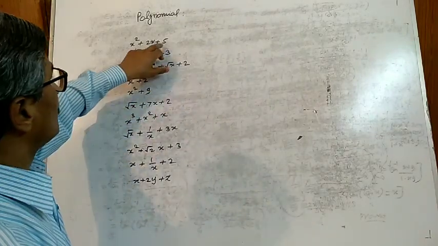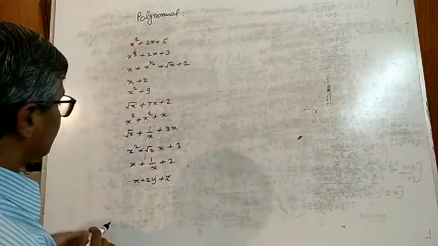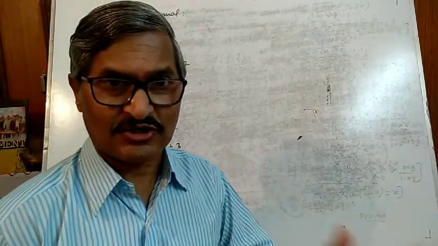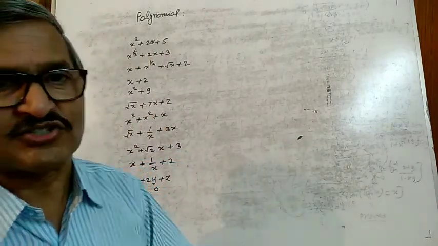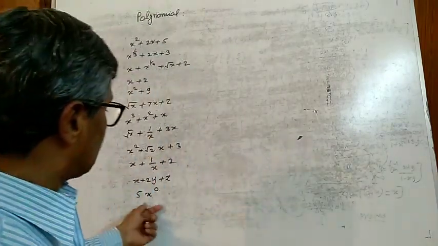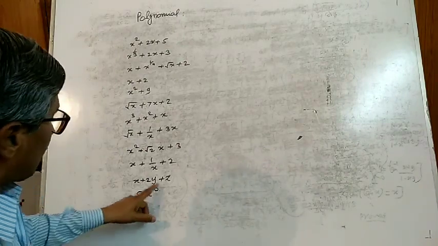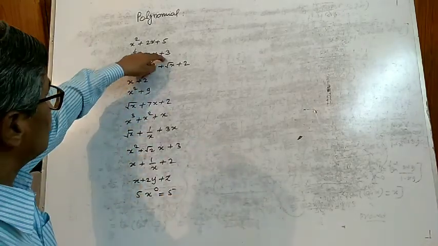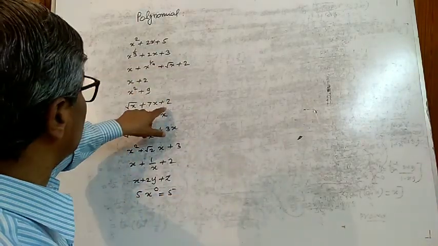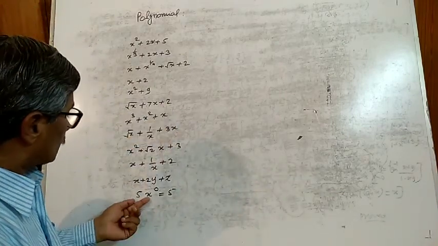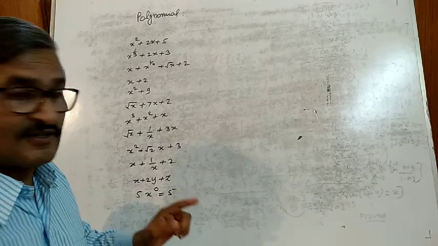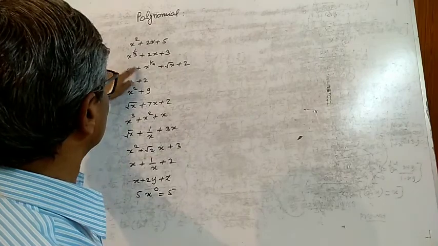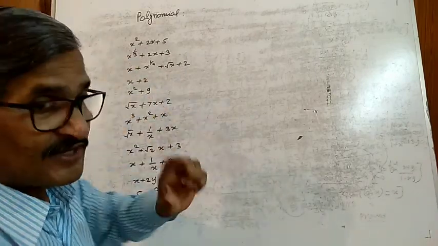One more thing you should know, here it is written 5. 5 can be written like this: 5x power 0, because x power 0 is equal to 1. Any number power 0 is equal to 1. If exponent is 0, then that will be equal to 1. So x power 0 is equal to 1, so it is 5. Or like this: 3, 2. Whatever constant numbers are there, that can be written like this. So coefficient of x power 0 is 5.